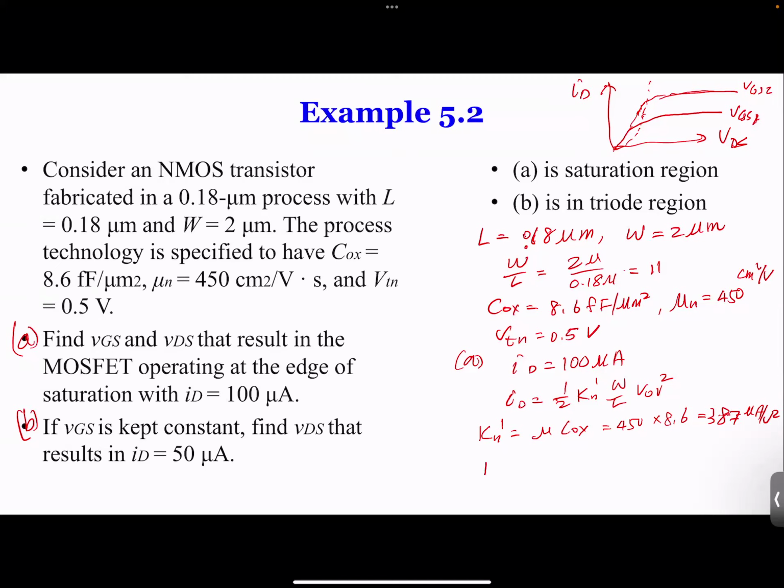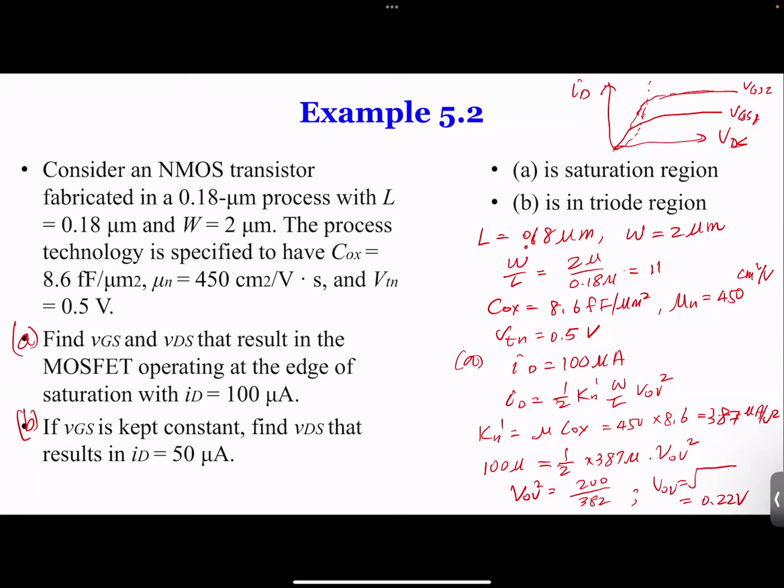So basically, what we're saying is 100 microamps equals 1/2 times 387. This is also micro. Important, because micro is going to cancel, and times VOV squared. So we can find out, okay, VOV squared equals, multiplied by 2, 200 divided by 300. We get VOV equal to the square root of this number, which gives you a number which is 0.22. So we find the VOV.